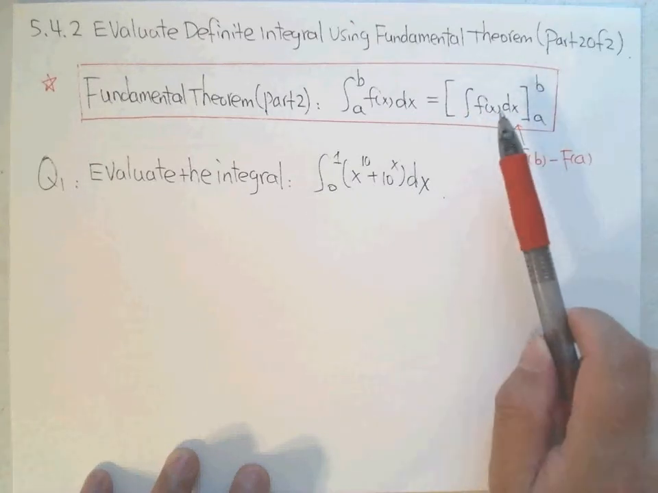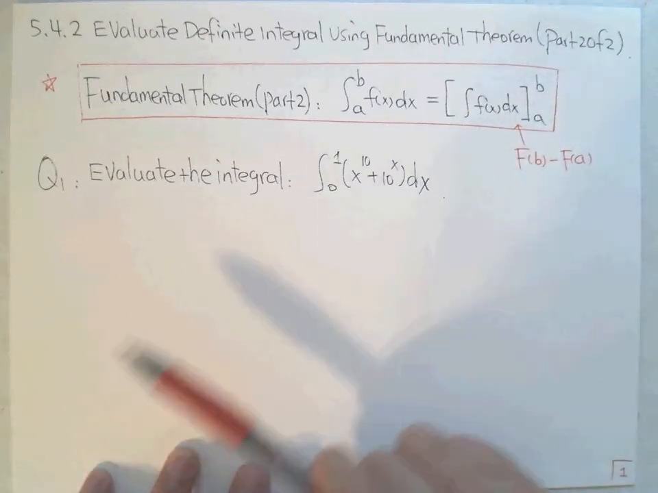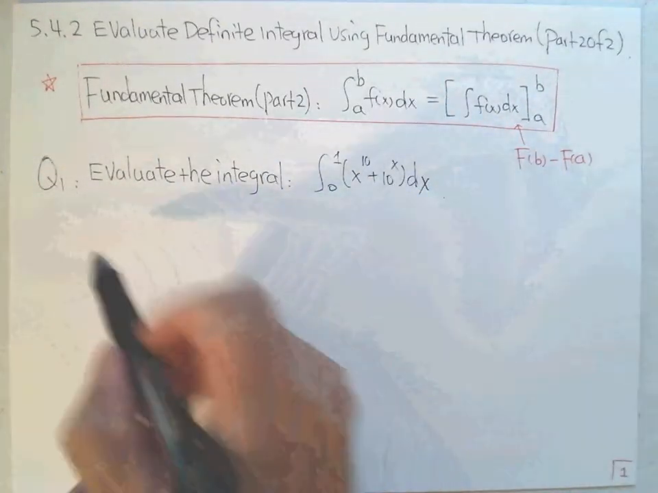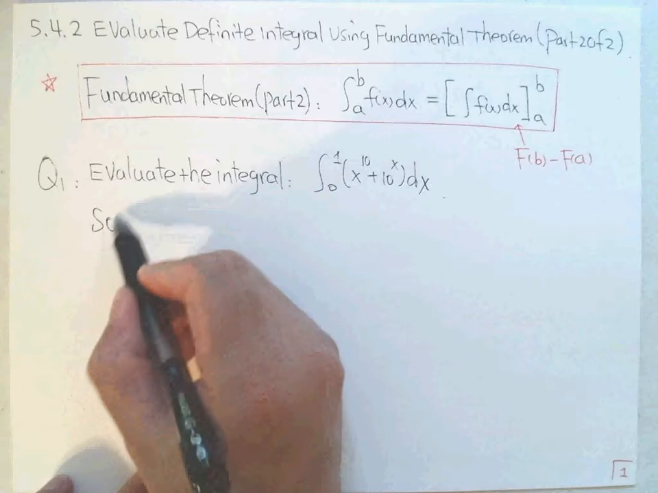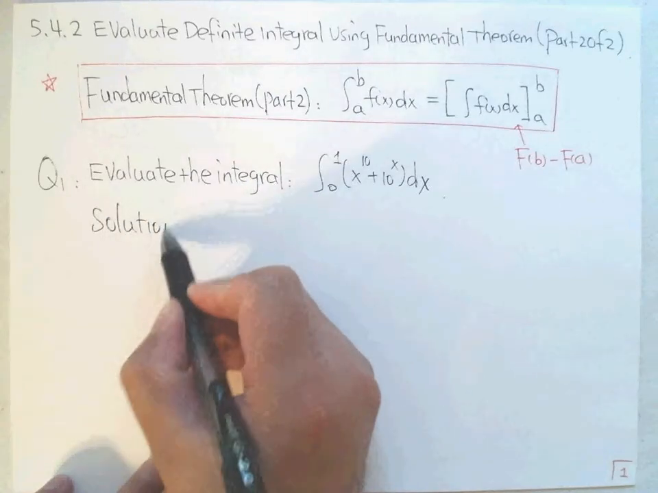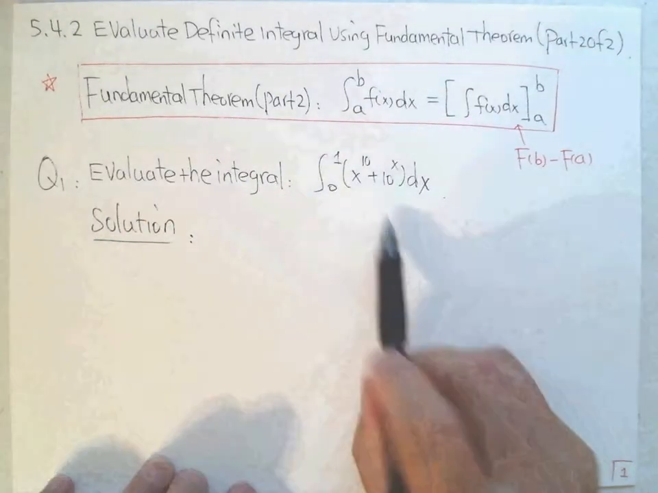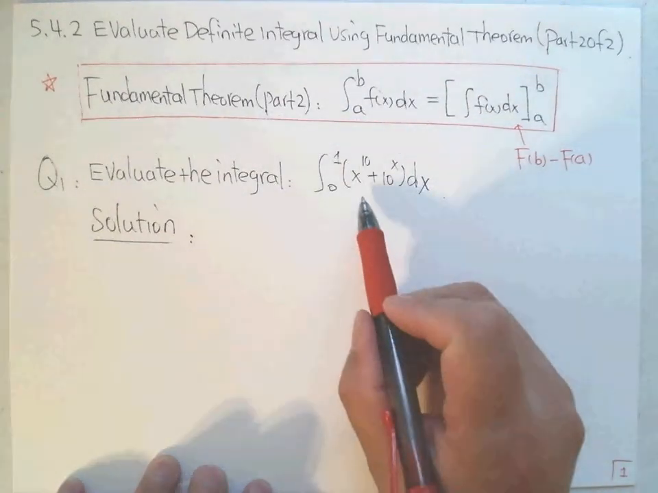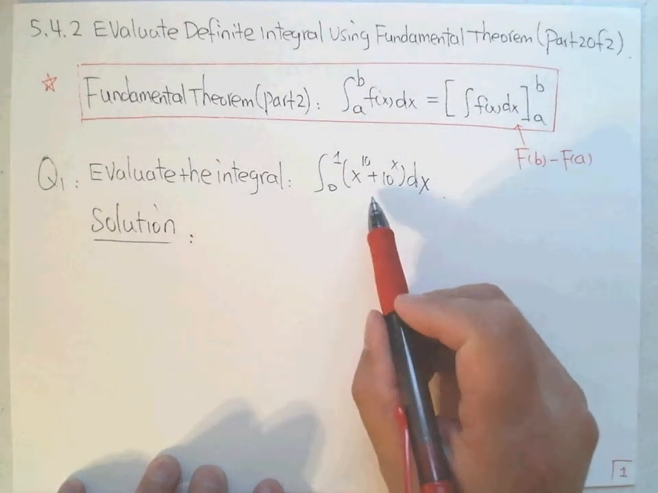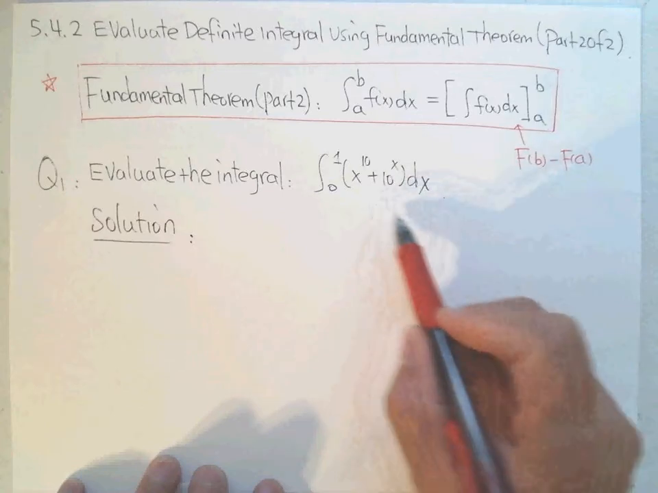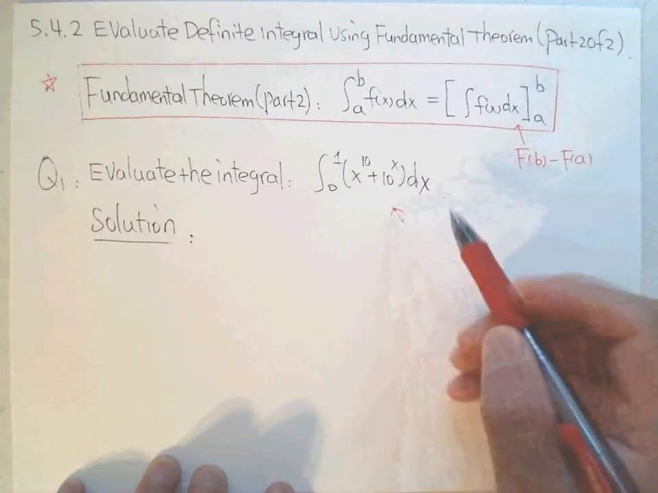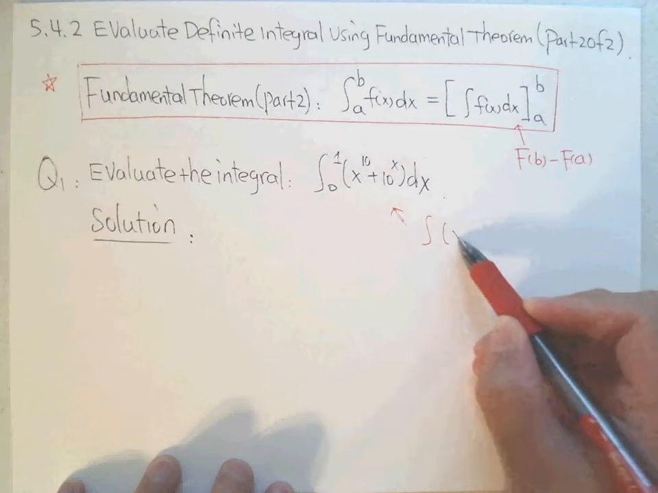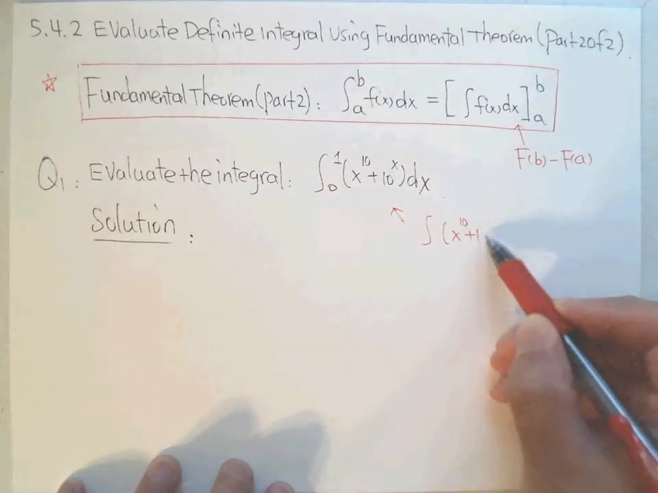I will show you two examples, so you see how to do the calculation. For the first, look at this. We need to find the antiderivative. So how to find the antiderivative? All we need to do is find the antiderivative. If I use this, the antiderivative is this form. This is an antiderivative.